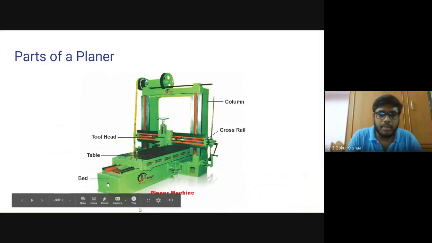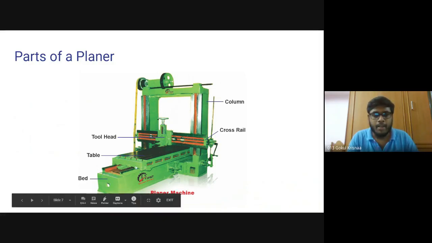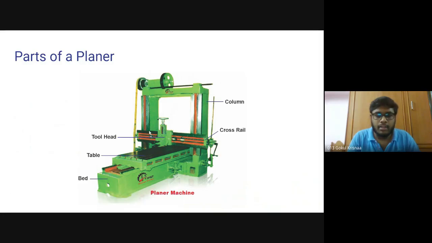In this picture, we can easily see the various parts of the machine. This is actually the bed. This base part, or this bigger part, is called the bed. The part which is above the bed is the table, and we also have the tool head around here, and we also have this cross rail which is placed horizontally over the table, and we also have this vertical column which is also called the housing.